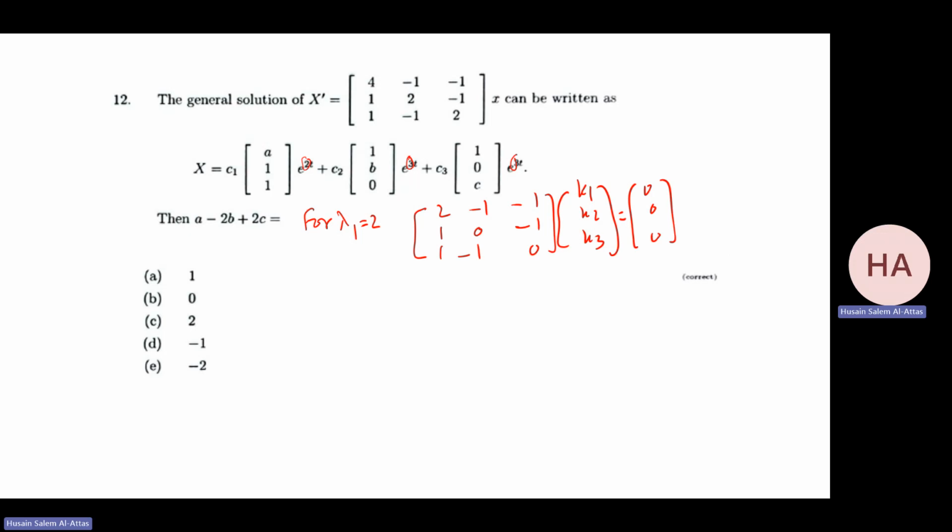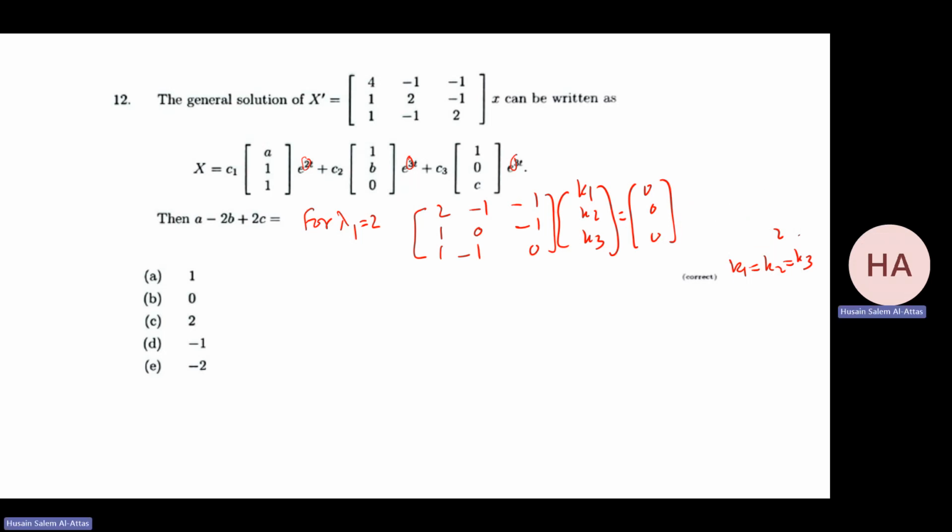Now it's an easy one. I have K1 equal K3 from here, so K1 minus K3 equals 0, and K1 equal K2 from here, so K1 minus K2 equals 0. So it means everything is the same: K1 equal K2 equal K3.